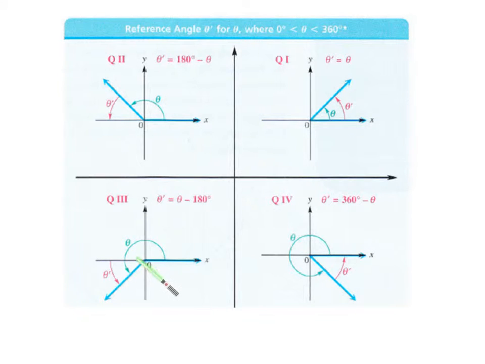In quadrant 3, we go past 180. The question then is how far past 180, so theta minus 180. Again, theta would be something like 200. You subtract the 180 from there, you find the reference angle. In quadrant 4, again we go past 270, but the question is how much further to get to 360. So we subtract theta from 360 to find the reference angle.